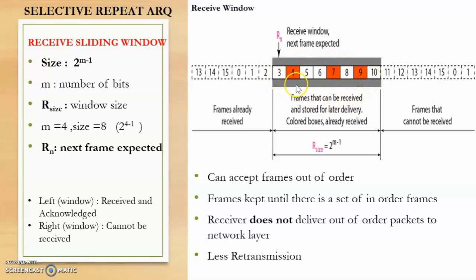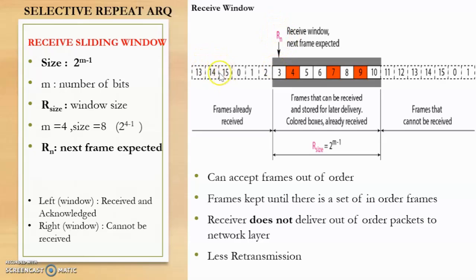So it means that since currently the window is covering these sequence numbers, that is from 3 to 10, the frames with these sequence numbers can be received. Also, Rn is the sequence number of the frame which is expected. So for example, over here Rn value is 3, so it means that the next frame which is expected is a frame with sequence number 3.